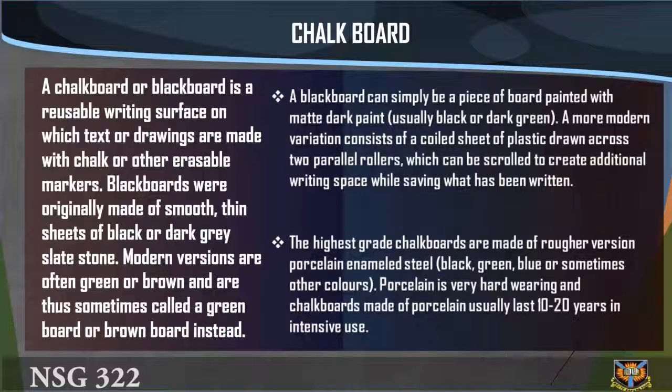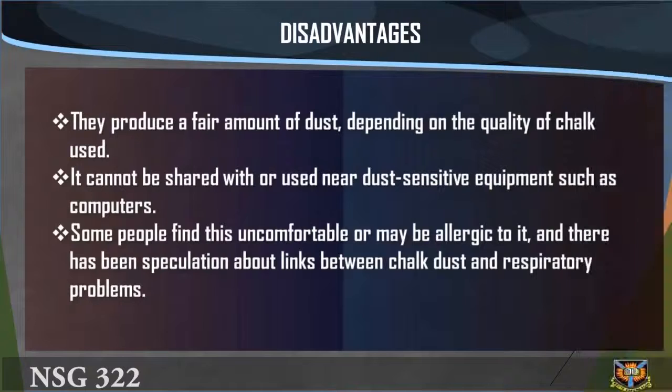The highest grade chalkboards are made of rougher version porcelain enamel steel, black, green, blue, or sometimes other colors. Porcelain is very hard bearing, and chalkboards made of porcelain usually last 10 to 20 years in intensive use. Disadvantages: they produce a fair amount of dust depending on the quality of chalk used. It cannot be shared with or used near dust-sensitive equipment such as computers.